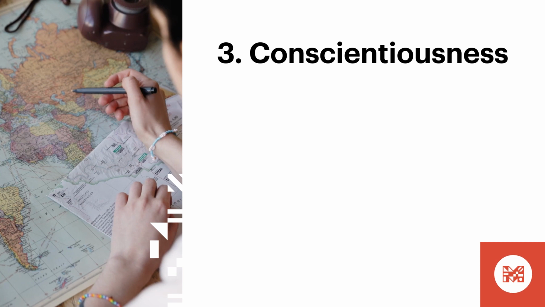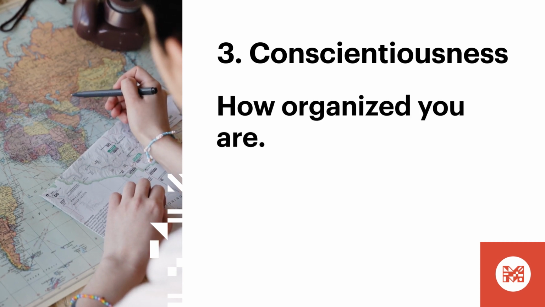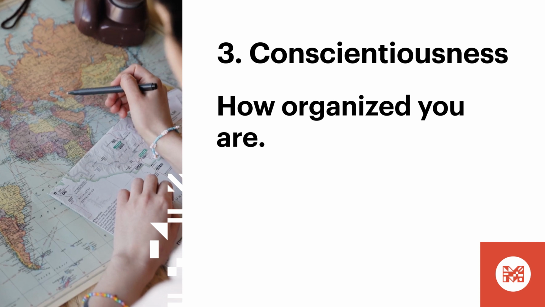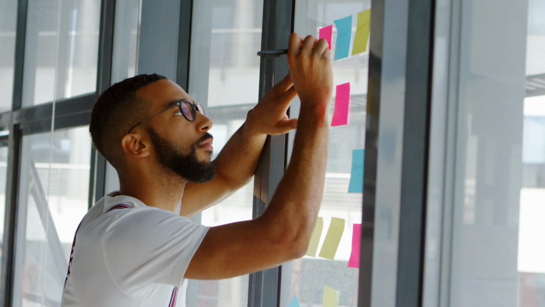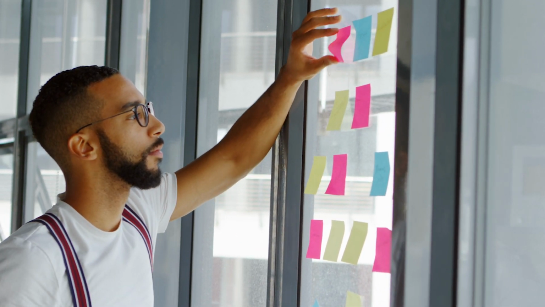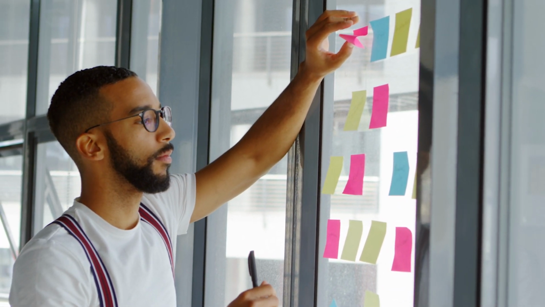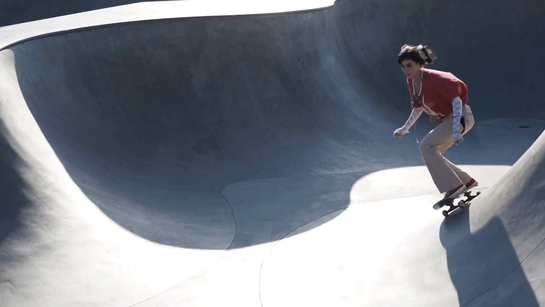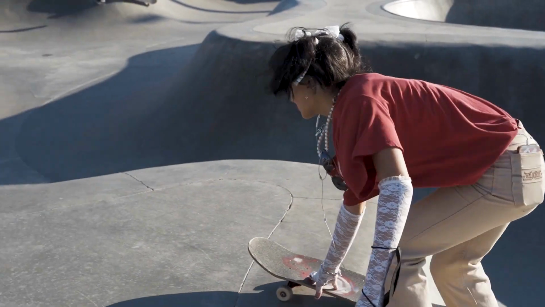Next up, we have conscientiousness, which basically represents how organized you are. People with high levels of conscientiousness prefer having structure in their lives, are great at making plans, and are very detail-oriented. On the flip side, people with low levels of conscientiousness are more likely to go with the flow and act spontaneously, and they may have trouble meeting deadlines.